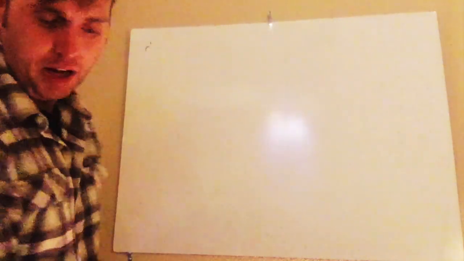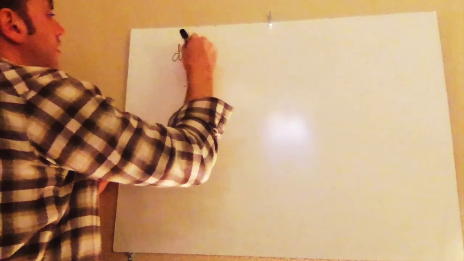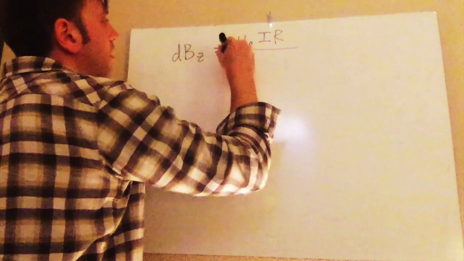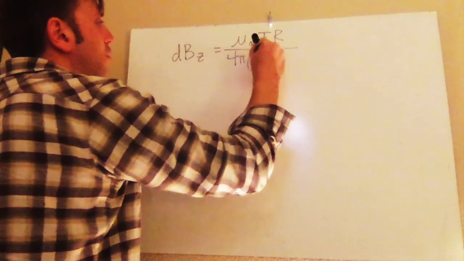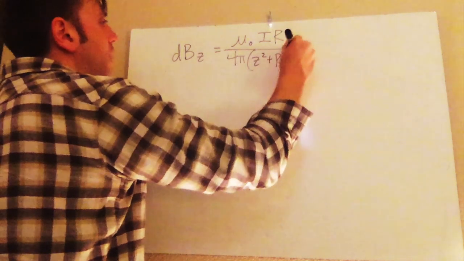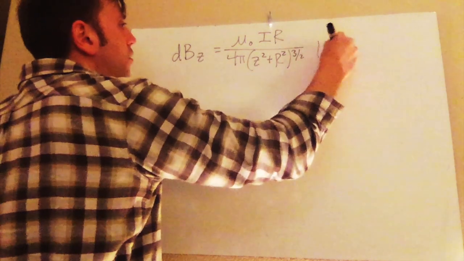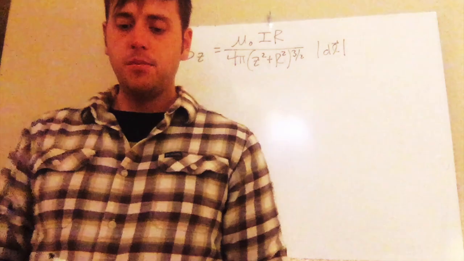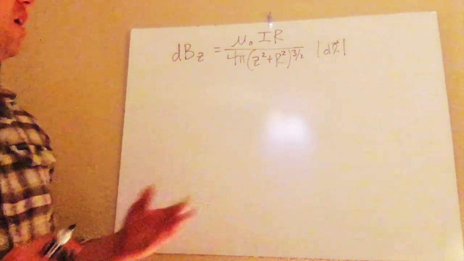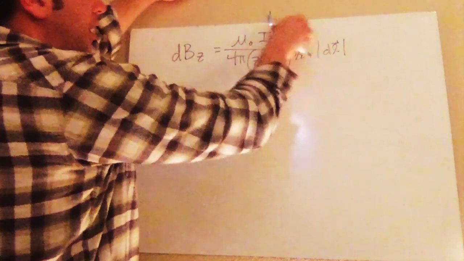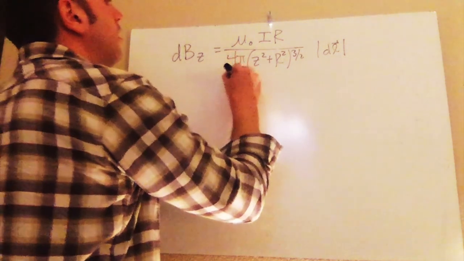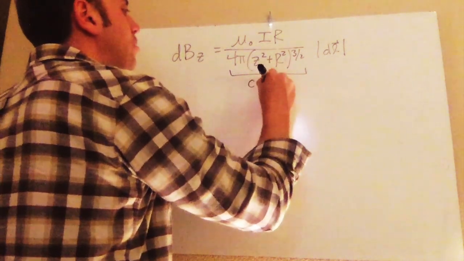Okay, so to recap, the last thing I wrote down there was dBz is equal to mu naught times I times big R divided by 4 pi times z squared plus big R squared to the 3/2 power times the magnitude of dl. Okay, that is a lot to think about, I won't lie, but let's take a look at what we have. Now all of this right here, mu naught, I, big R, and z, these are all constants. So you can at least be thankful that we have nothing but constants here.